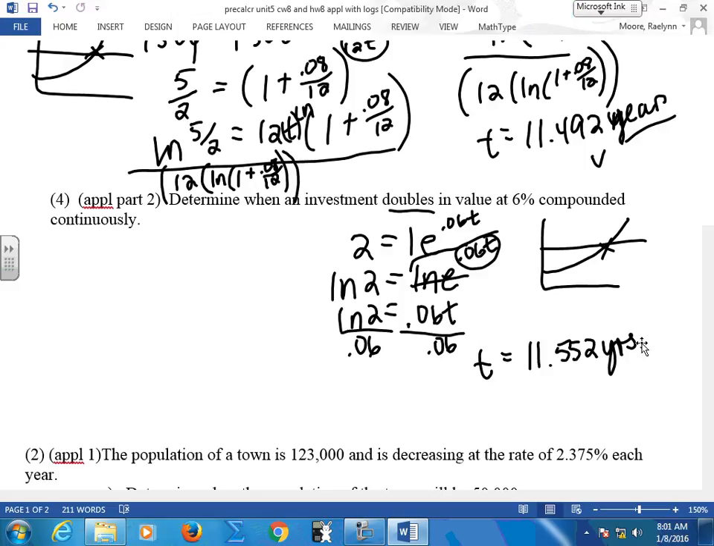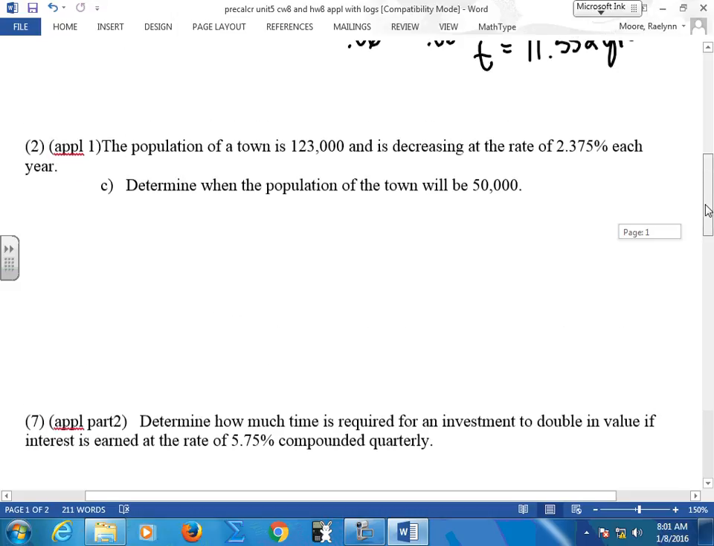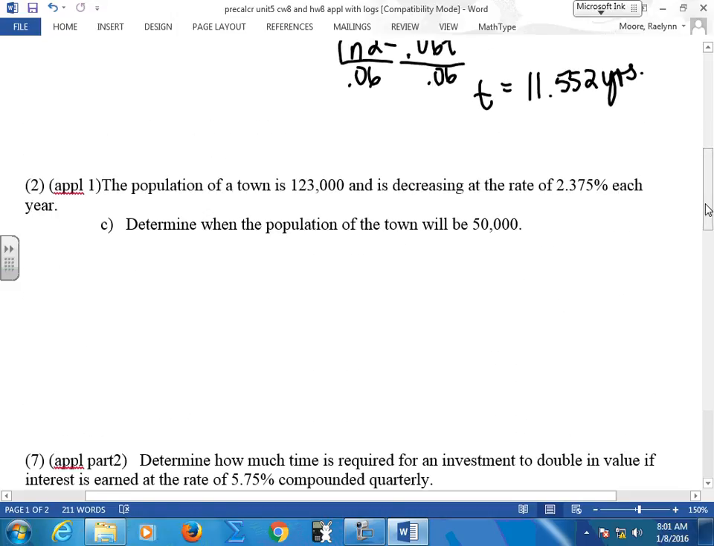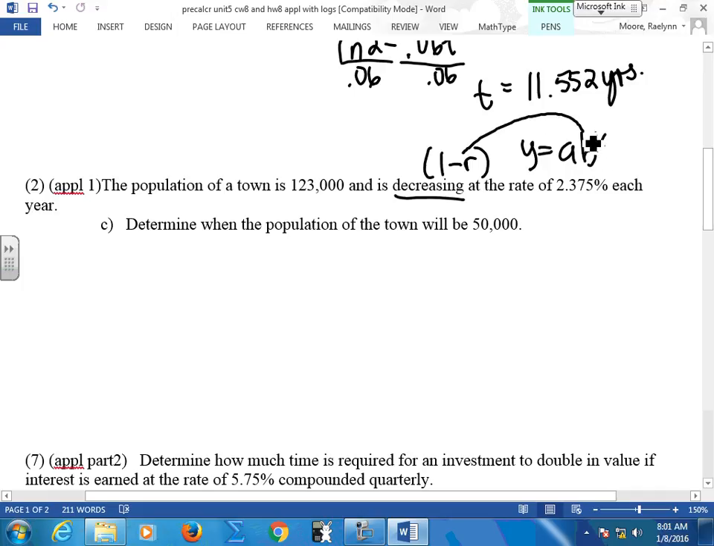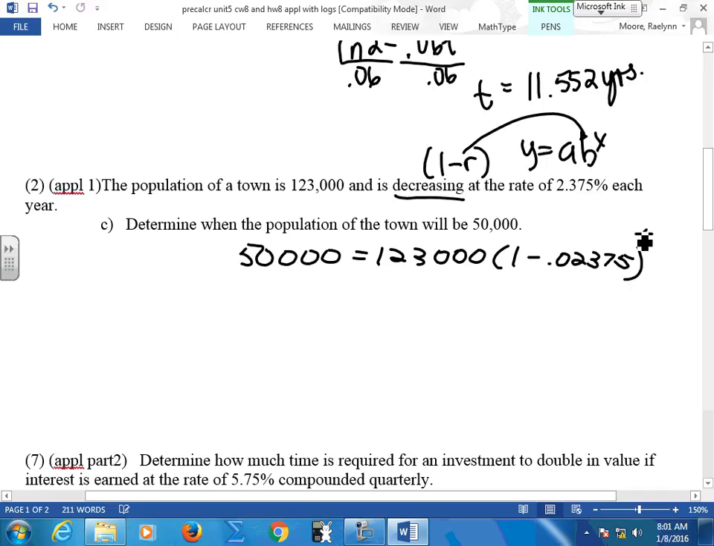You use subtract when you do the 1 plus r over n. Let me see where you are. Yep, look this one up. This was in your first one. You are decreasing, so this is your 1 minus your rate. It all falls into this guy. So that's going to be over here. We wanted to know when it would be 50,000, if we started with 123,000 and we decreased. We can just make it.